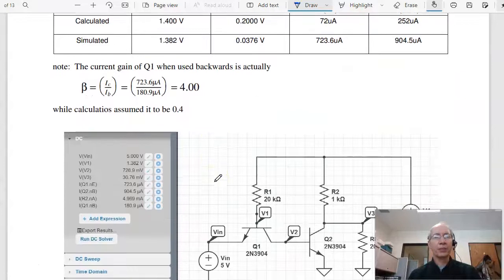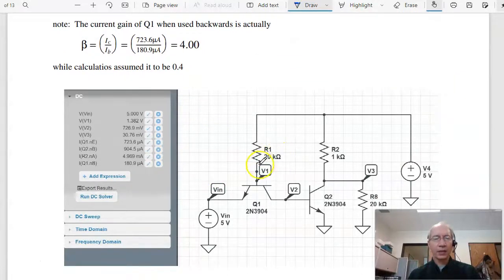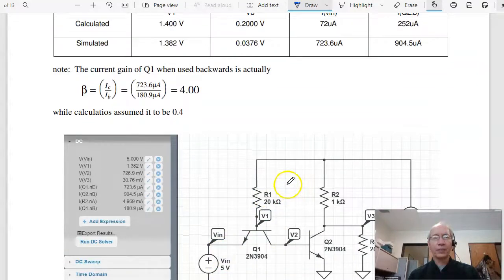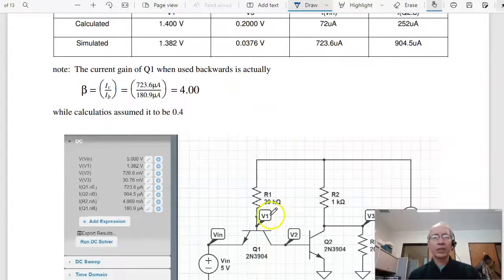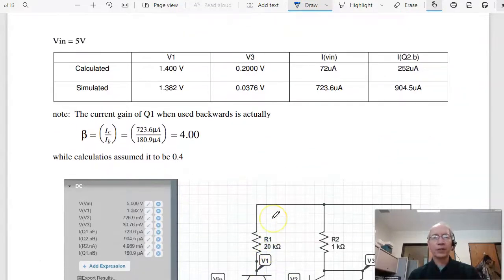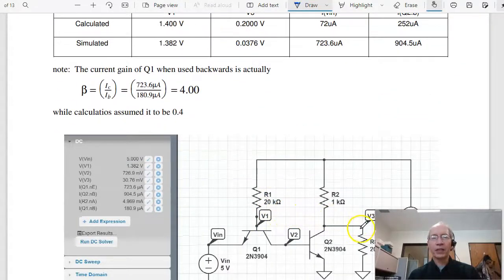At the other extreme, if I make this 5 volts, now the current flows right. I expect V1 to be 1.4 volts. It's actually 1.382. V3 over here, I expect that to be 0.2 volts. It's actually 0.03. And when you saturate, it's not exactly 0.2. That's a ballpark guess.